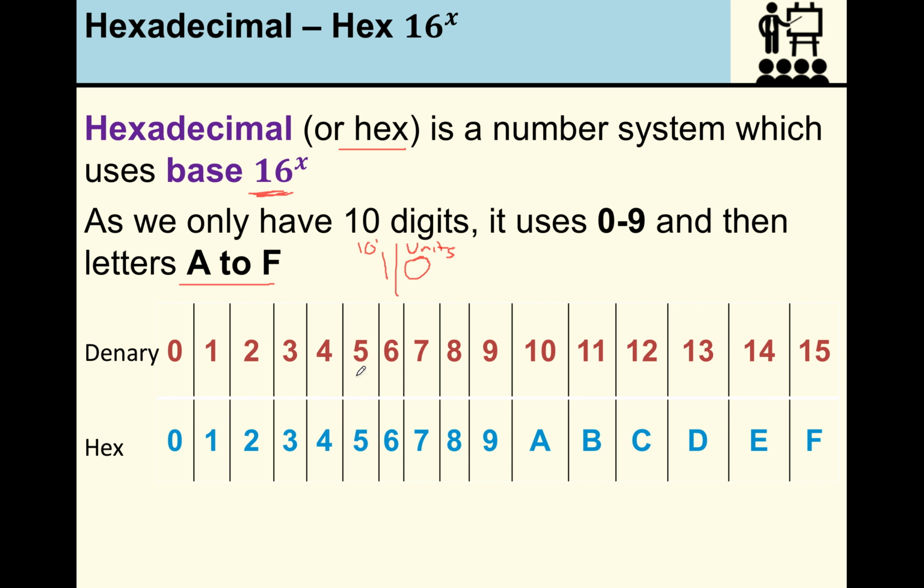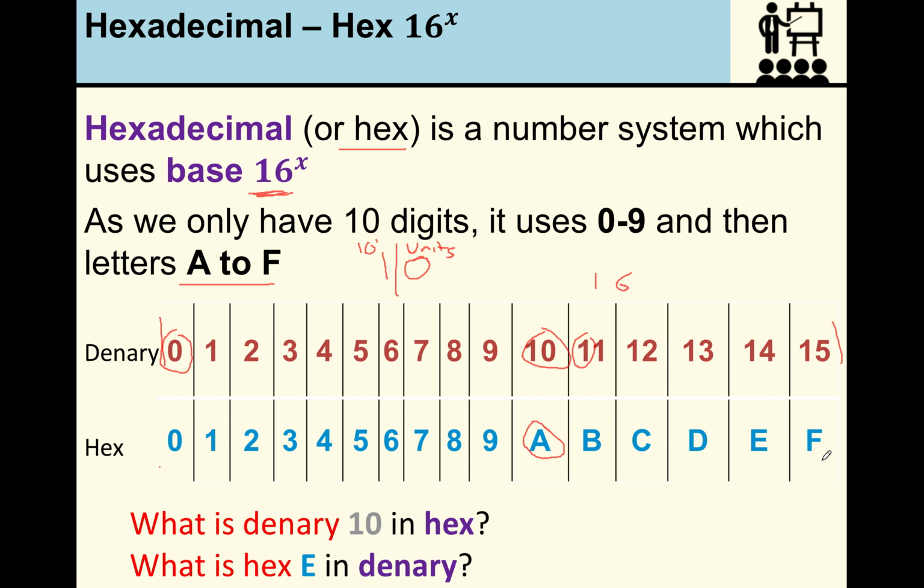So this is our denary number system, where we've got 0, 1, 2, 3, 4, 5, 6, 7, 8, 9, 10, 11, 12, 13, 14, 15. There's actually 16 numbers there, just to confuse you a little bit, because we count 0 as a number. And in hexadecimal, we start at 0, 1, 2, 3, 4, 5, 6, 7, 8, 9. But then when we want to say 10, we actually say A. And for 11, we say B, 12, C, 13, D, 14, E, and 15, F.